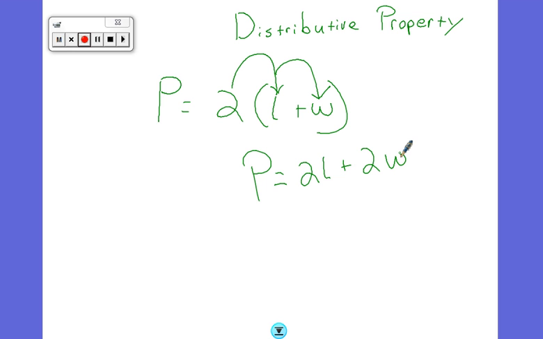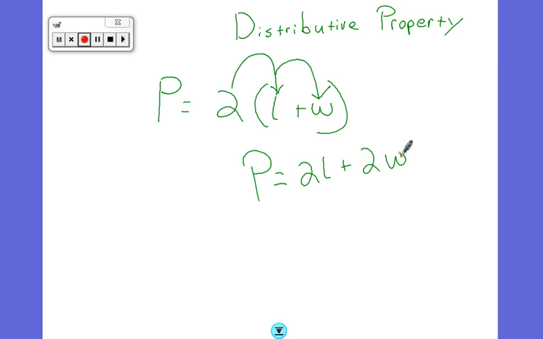We end up with, we just distributed the 2. What does distribute mean, basically? You're passing it out, right? You're passing something out. So you're passing out that 2 to the L and the W. Okay, this happens a lot this year. It happens a lot next year. It's a lot of stuff.